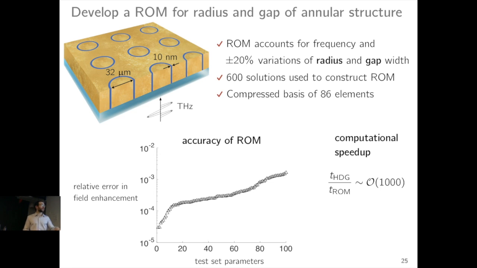And another important thing is the computational speed up in evaluating this reduced order model. So it turns out that for this particular structure, we can compute approximate solutions more than 1,000 times faster than if we were to solve the full 3D HDG simulations. And this aspect is really what's going to be the enabler to perform a parametric variation.